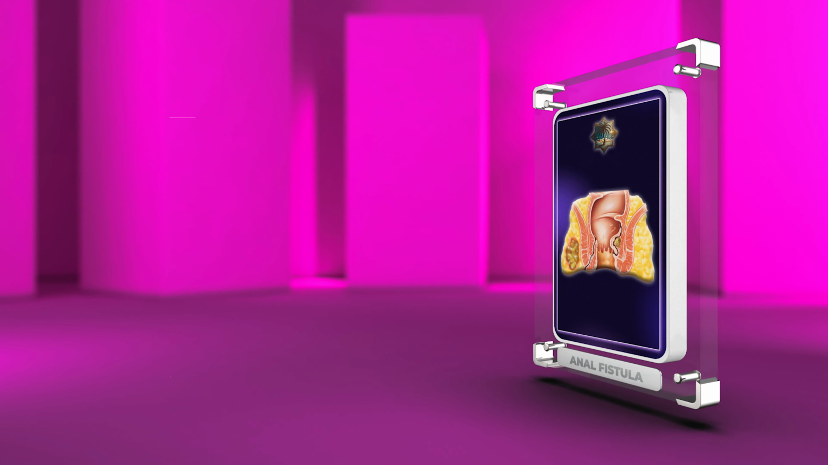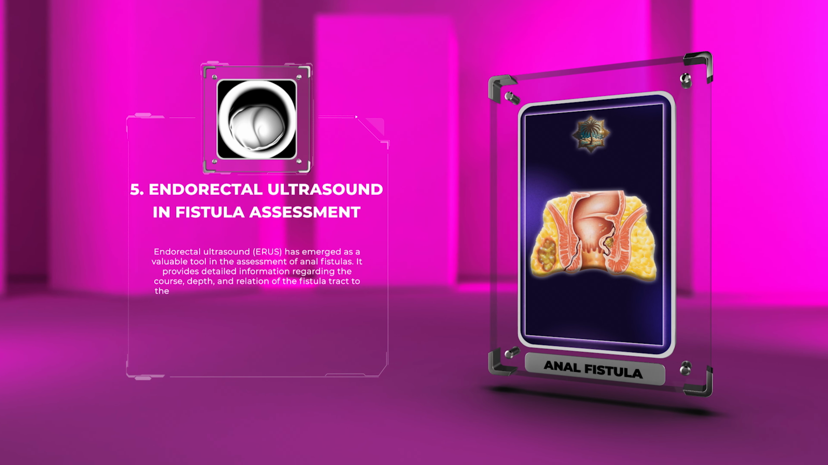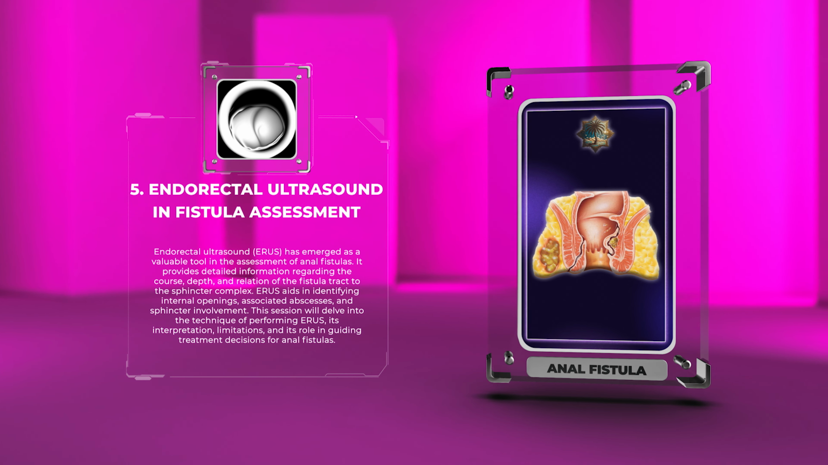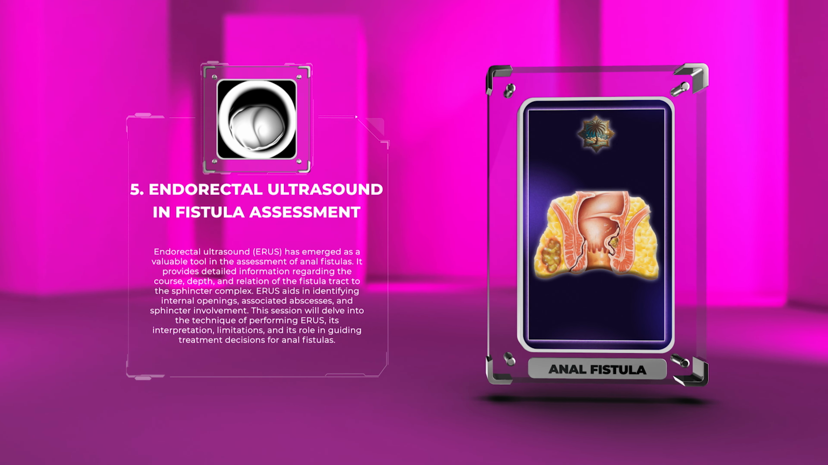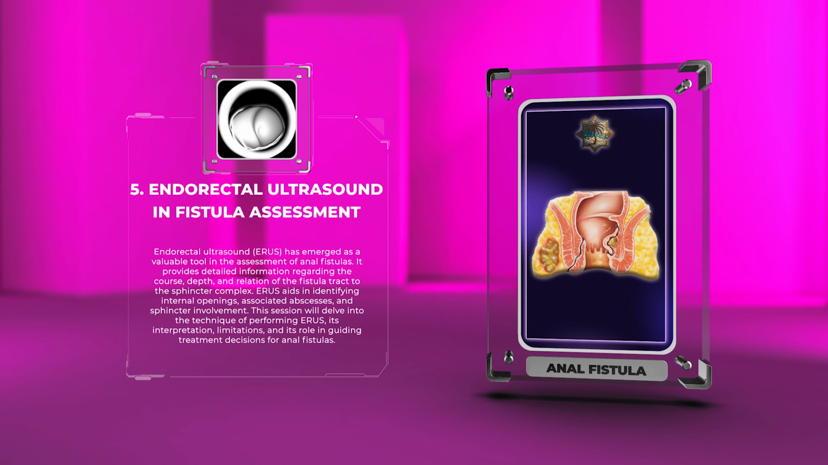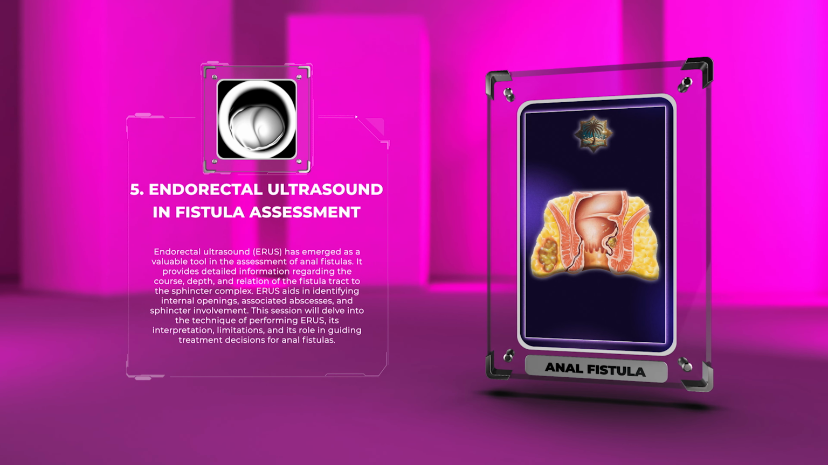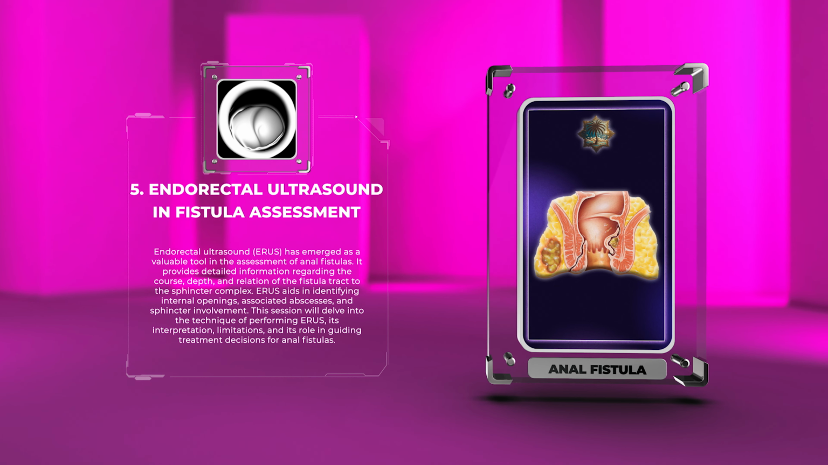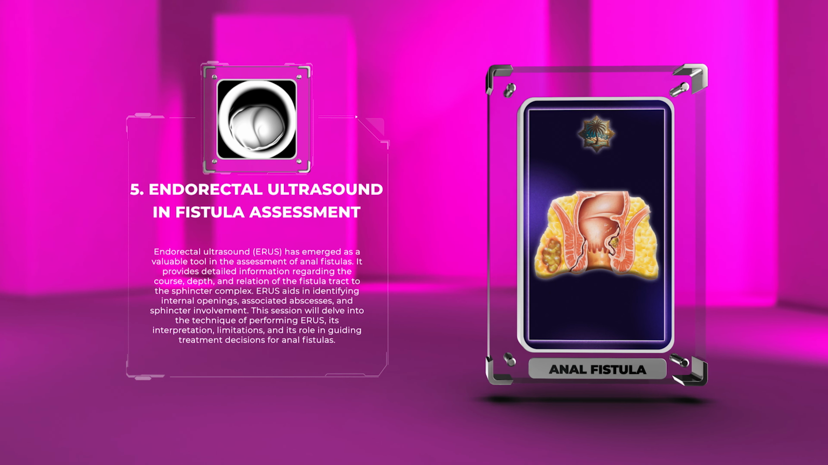Endorectal ultrasound, ERUS, has emerged as a valuable tool in the assessment of anal fistulas. It provides detailed information regarding the course, depth, and relation of the fistula tract to the sphincter complex. ERUS aids in identifying internal openings, associated abscesses, and sphincter involvement. This session will delve into the technique of performing ERUS, its interpretation, limitations, and its role in guiding treatment decisions for anal fistulas.